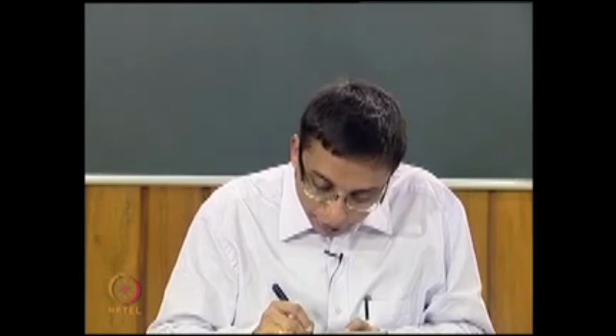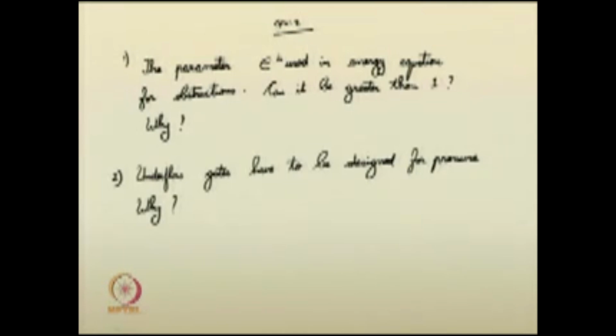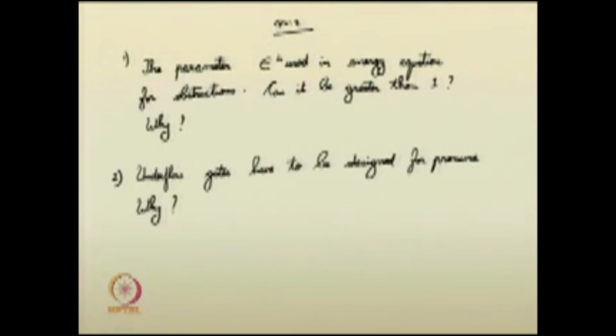So, we will just quickly conduct one quiz on today's lecture. The first question, in the flow through obstructions, you have seen a parameter called epsilon that was used in the energy equation. The question is, can it be greater than 1? You should reason it. Why? If it is greater than 1, why? If it is not greater than 1, why? Means you have to answer them. And second question, underflow gates that we have studied a few minutes ago, they have to be designed for some pressure force and all. Why?